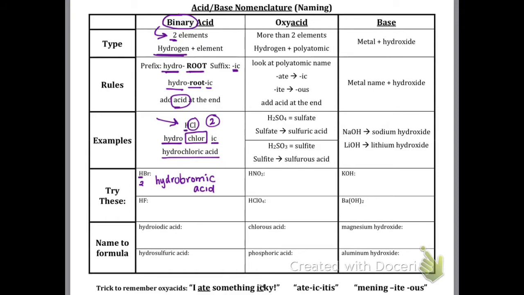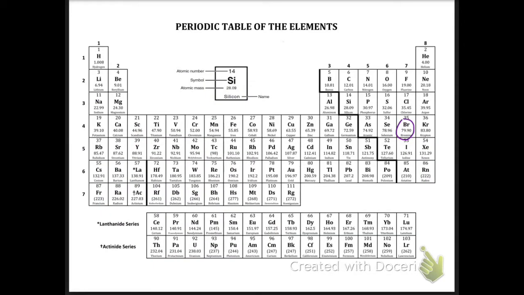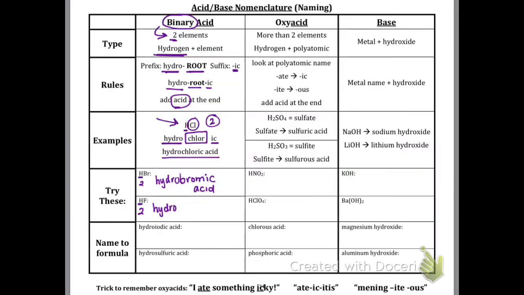All right. What about HF? Try HF on your own. So you know it's an acid because it has an H in front. There are 2 elements, so you know it's binary. So it has to start with hydro. If you look back, the letter F is fluorine. So it's hydrofluoric acid. It's not flouric, it's fluoric acid. So make sure you spell it correctly.